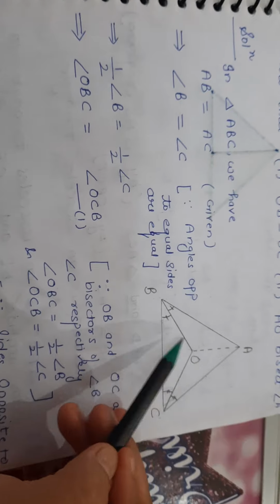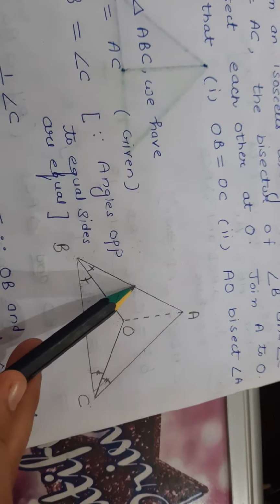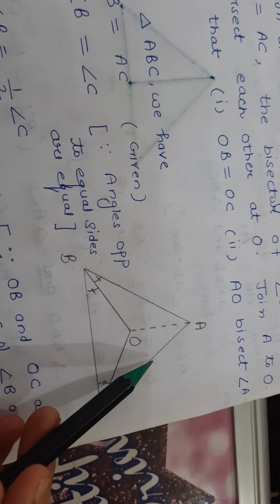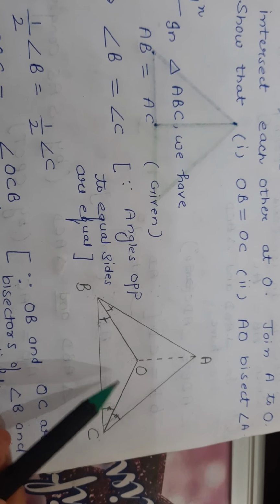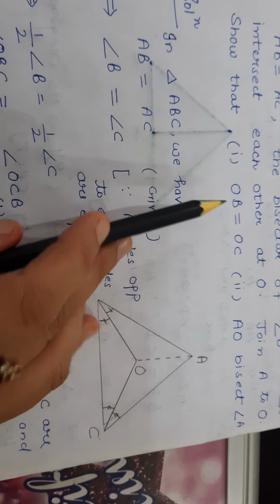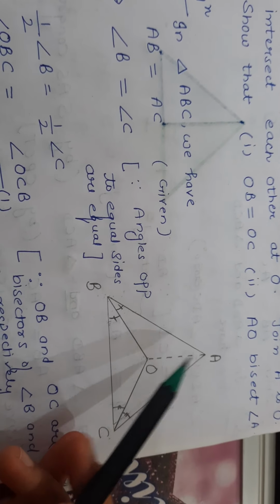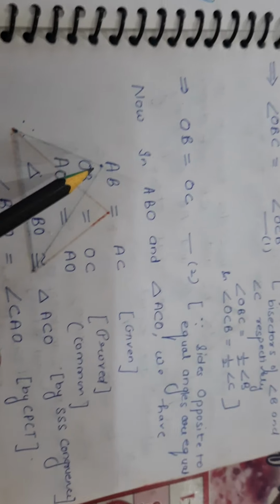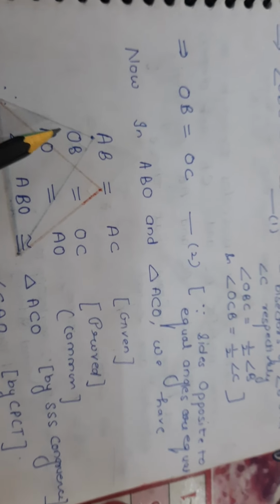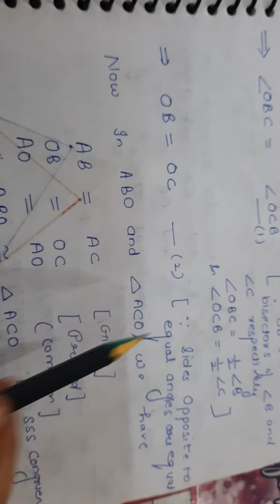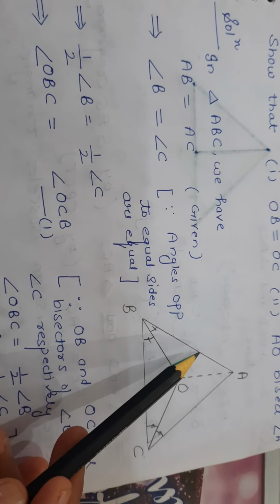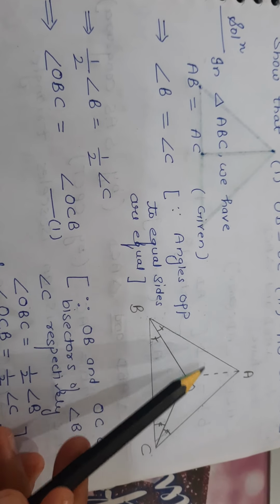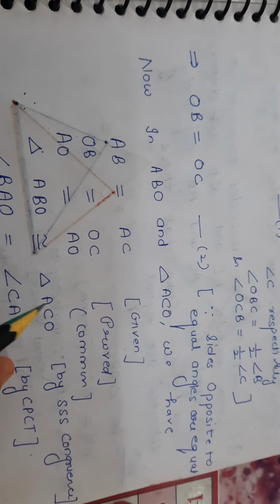Just look here. In this triangle ABO and in ACO, the first thing is side AB is equal to side AC because this is given in the theorem. Next thing, side OB is also equal to side OC. This you have proved in the first part. And this line OA is common to both. So I have written AB is equal to AC. This is given. OB is equal to OC. Proved in the first part. AO is equal to AO, common. So that means by using SSS congruence, these two triangles are congruent.